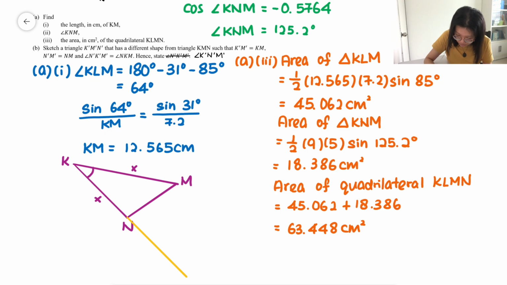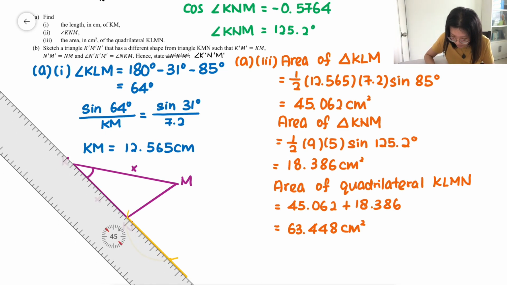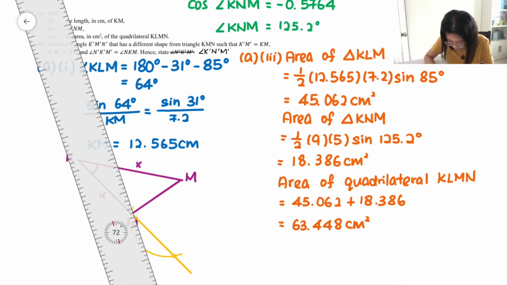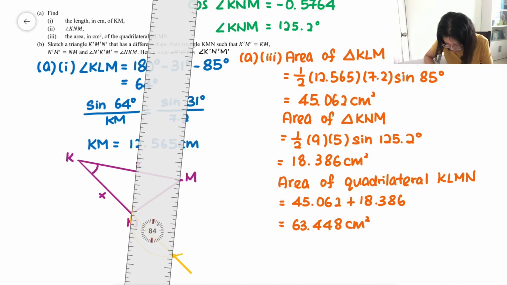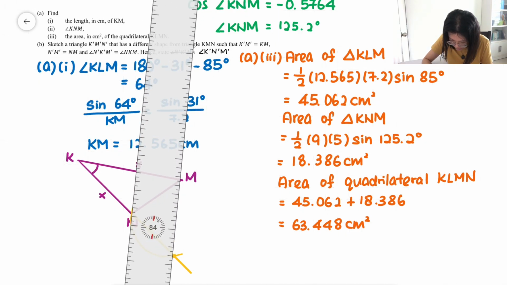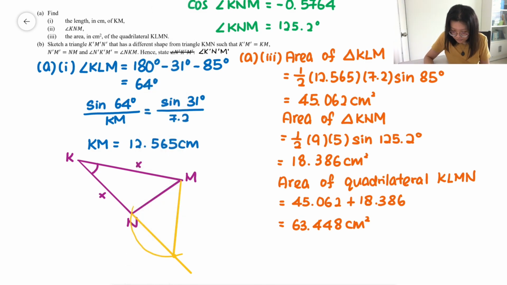After that, what do you do? You draw a curve. Of course, my curve is not nice because I freehand it. After that, the intersection point will be your new point N. This will be your new point N. Join it up. Of course, mine is not nice because I freehand.